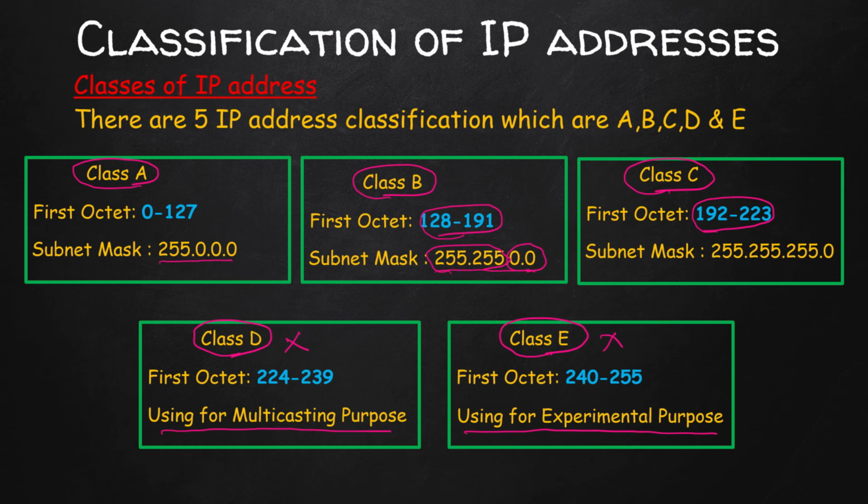And the subnet mask of the class C IP address, you can see 3 portions indicate the network and 1 portion indicates the host. So these are the different classes of the IP address. And if you want to know more about the classification of the IP address, you can go and watch my previous videos, which clearly mention all the details about the IP classification.